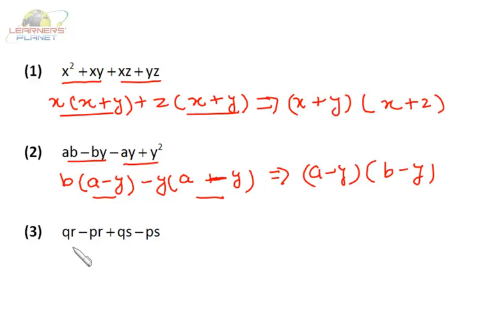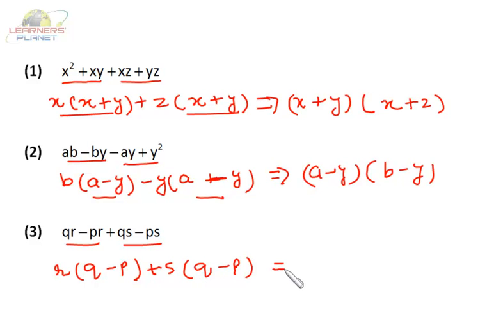Okay. Now just see this, this and this. First of all, we should make the groups. Now from this group, R can be taken as HCF, then Q minus P. From these two terms, we can take S as common. Then it is Q minus P. Now, the binomial Q minus P can be taken as common. Then we are left with R plus S. Okay, it's very easy.